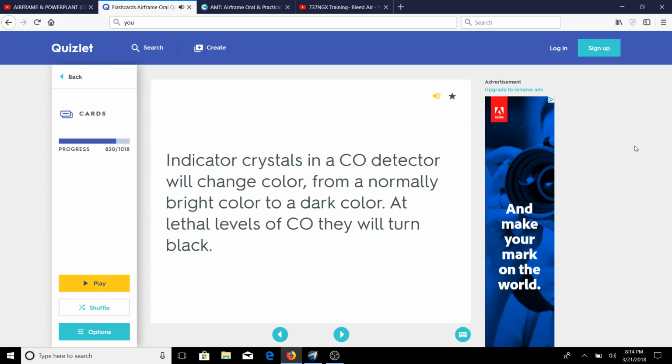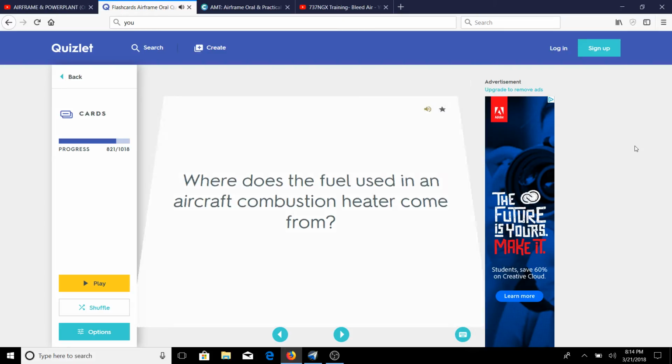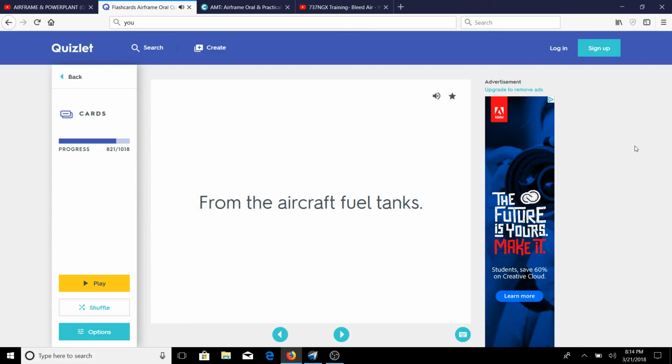Indicator crystals in a CO detector will change color from a normally bright color to dark color. At lethal levels of CO they will turn black. Where does the fuel used in an aircraft combustion heater come from? From the aircraft fuel tanks.